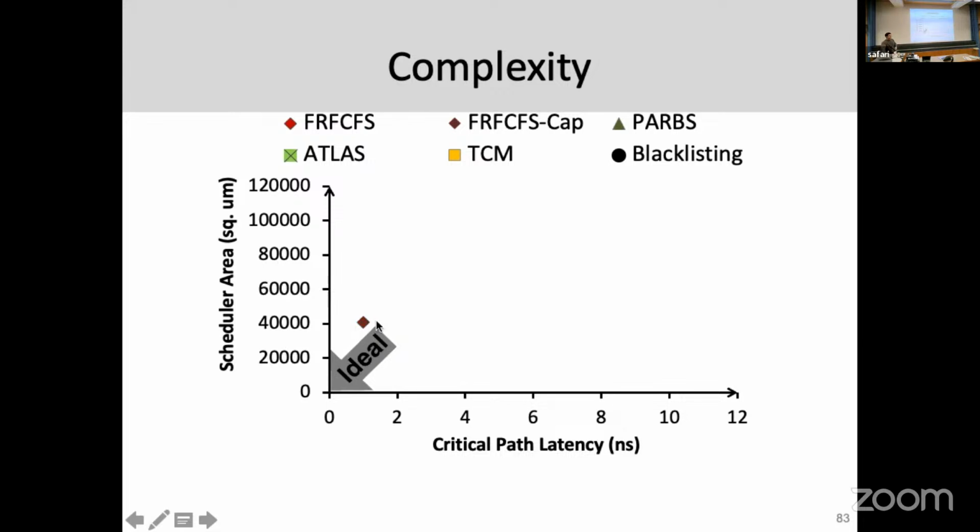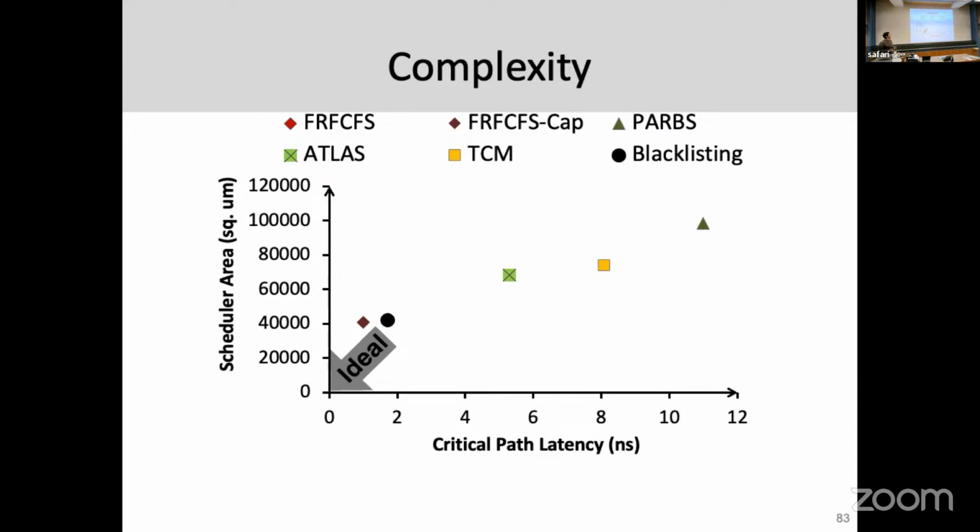FRFCFS cap is also very simple. Cap is basically limiting the number of consecutive row hits a single row can sustain. So if you have a streaming workload, you can set your cap to 16. If you have 128 cache lines in the row, after you read 16 of them, you're deprioritizing that request. You're allowing other requests to access the bank. That's the difference between FRFCFS cap and FRFCFS. The difference is very simple.